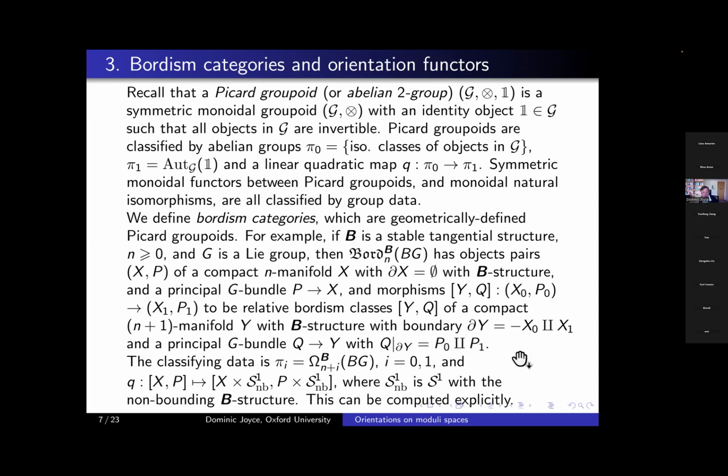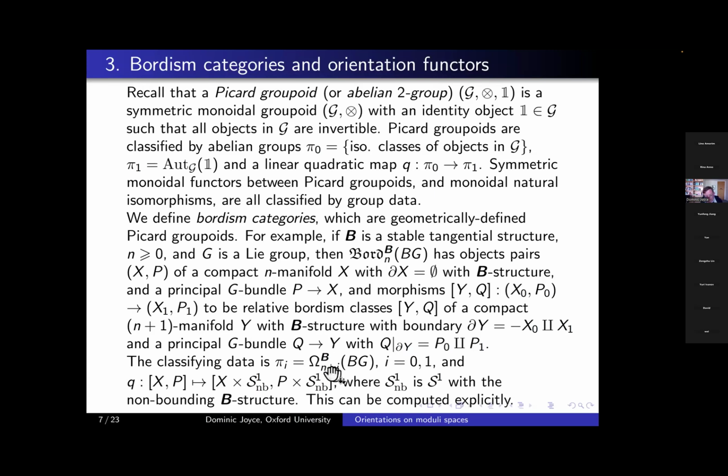So that's a very geometric definition. It turns out that the classifying data, the abelian groups, are π_i = Ω_{n+i}(BG), if i is 0 and 1. You can kind of see that directly because a principal G-bundle P is equivalent, up to some kind of homotopy, to a map from X into BG. And a map from X into BG defines a bordism class.